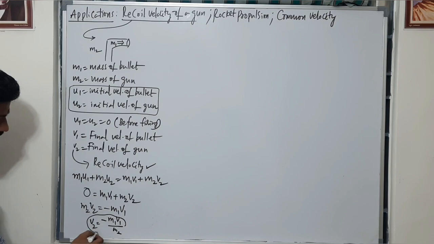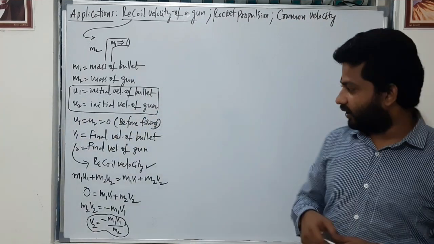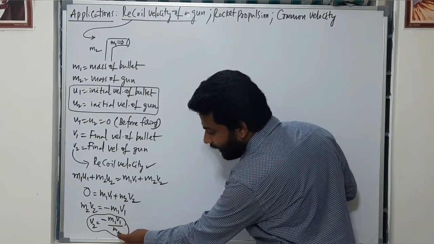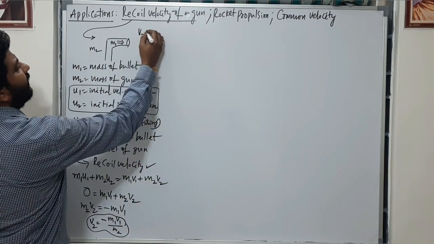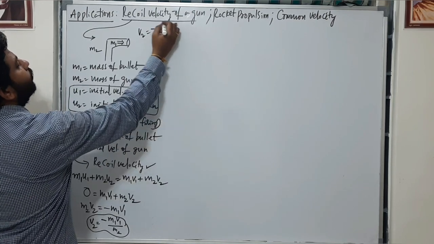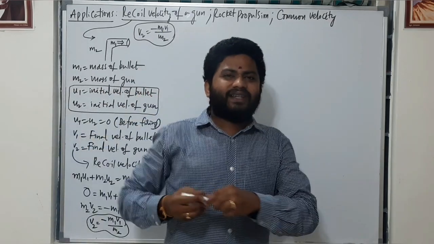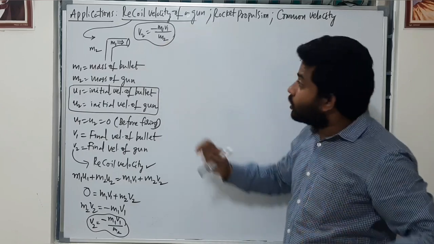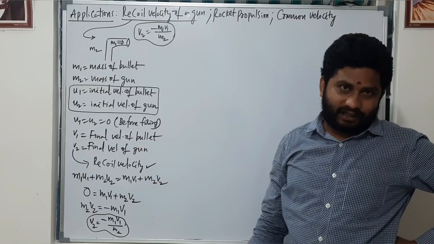See the interesting part. This is an expression for a recoil velocity of a gun. What is the expression of the recoil velocity of a gun? Minus m1v1 by m2. Let's write the same here. Recoil velocity of a gun is minus m1v1 by m2. Okay, clear? Now, what is this m2 here? Mass of the gun. Yes or no? So this m2 is mass of the gun, and this v2 is recoil velocity of the gun.